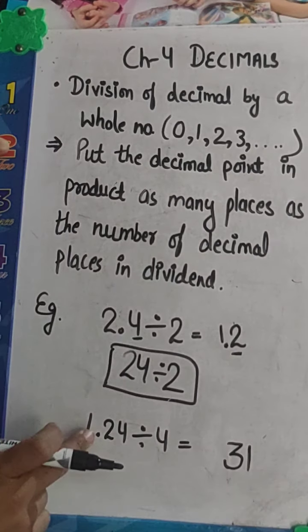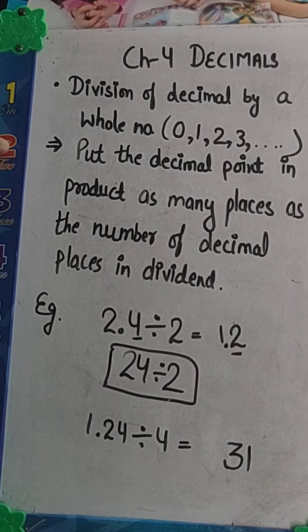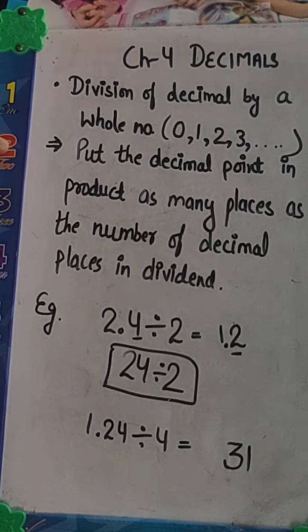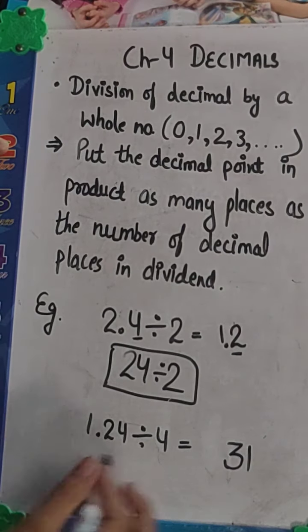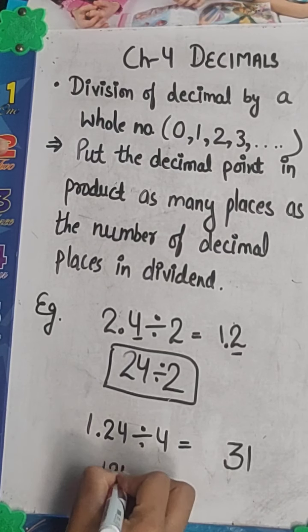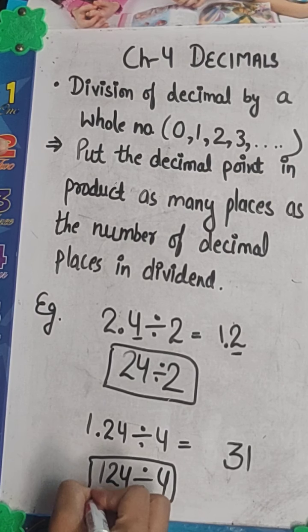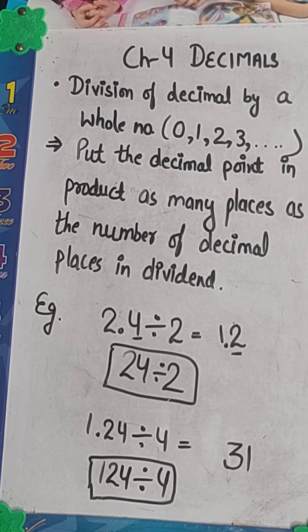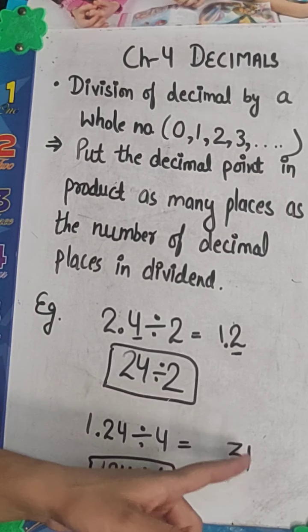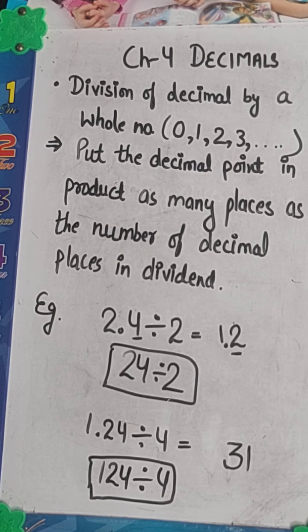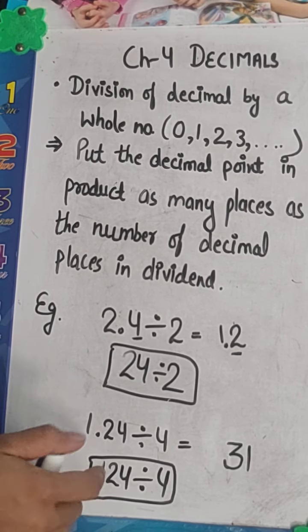Now supposedly if you have to divide 1.24 by 4, you have to suppose that the decimal is not there. So if the decimal is not there, you will divide 124 by 4. Divide it simply. When you divide 124 by 4, what will you get? You will get 31 as your answer. Now where do you have to put the decimal?